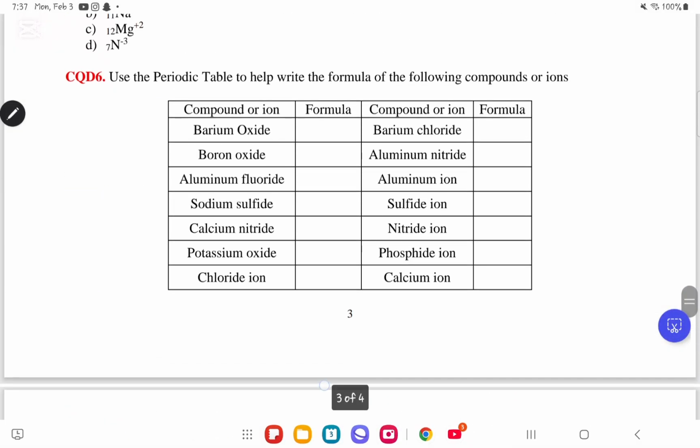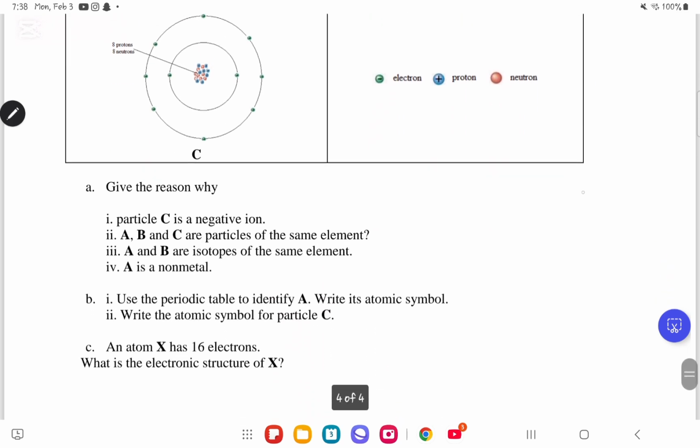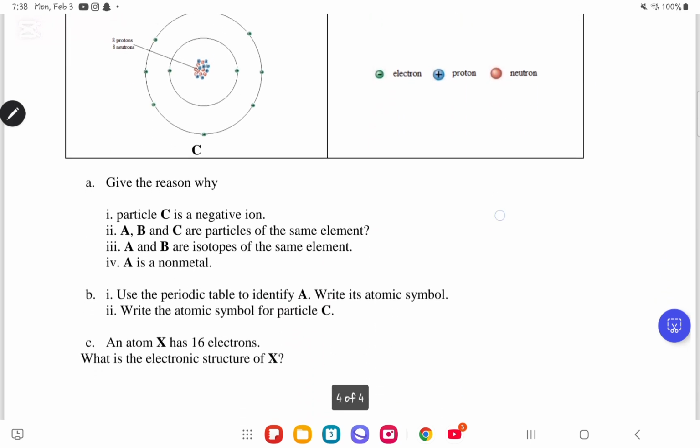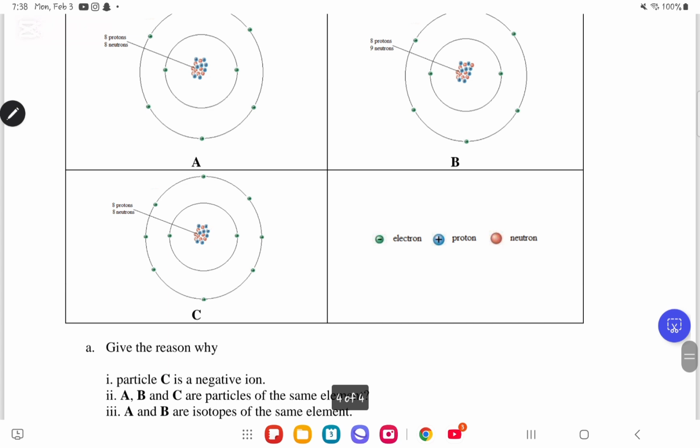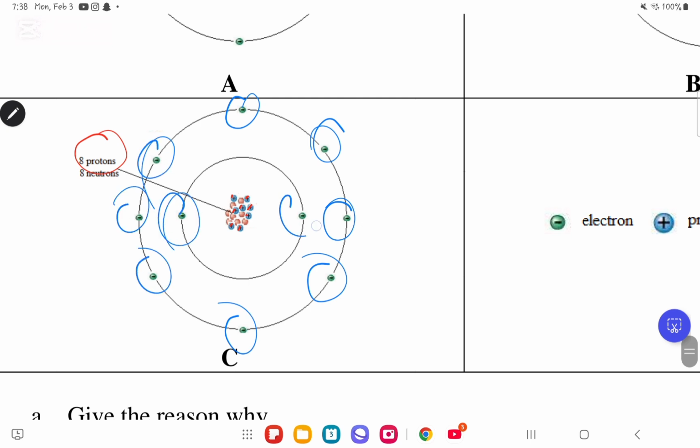Okay, so we move on to CQD number 15. They gave us these three figures. They said, A, give the reason why particle C is a negative ion. It is a negative ion because, as you can see, how many protons do we have? We have 1, 2, 3, 4, 5, 6, 7, 8 protons. And how many electrons do we have? We have 1, 2, 3, 4, 5, 6, 7, 8, 9, and 10. So we have 10 electrons and 8 protons.